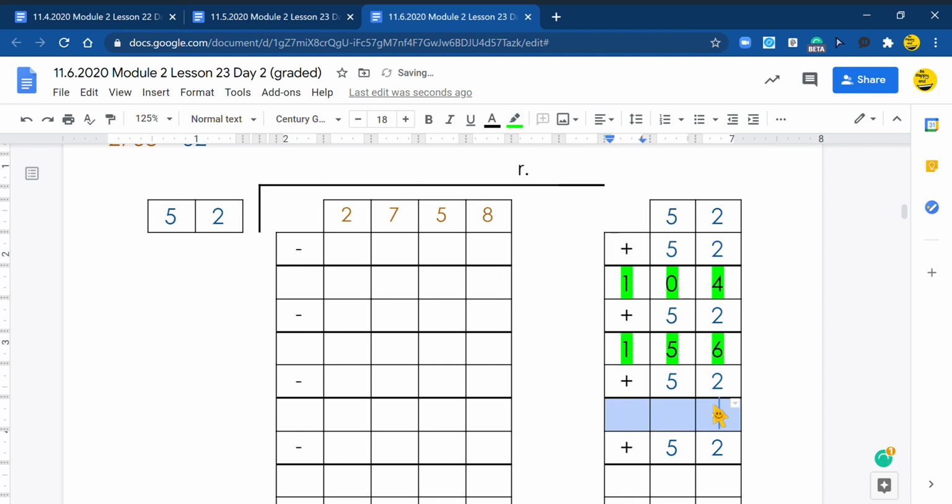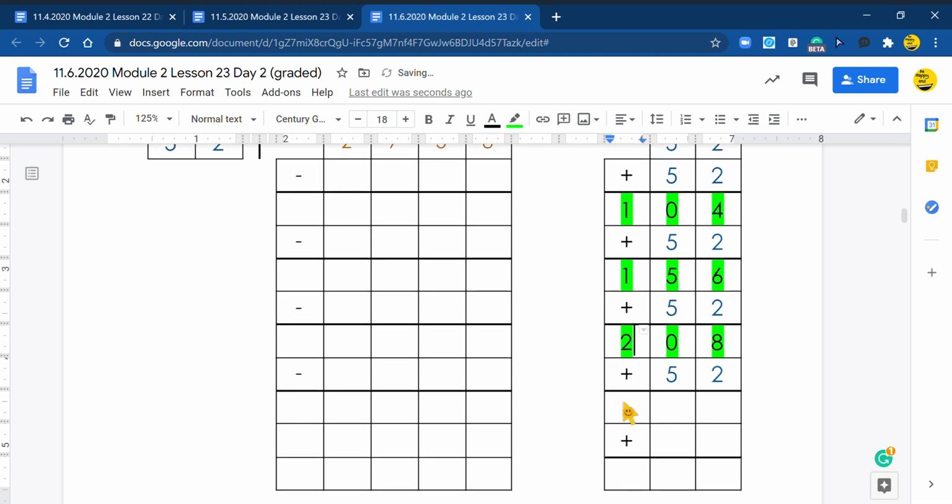6 plus 2 is 8. 5 plus 5 is 10. I carry the 1, and I get a 2. Add it one more time because it's our 5th 52. 8 plus 2 is 10. I'm carrying the 1. 1 plus 5 is 6. And 2 plus 0 is 2. So here are my multiples of 52.